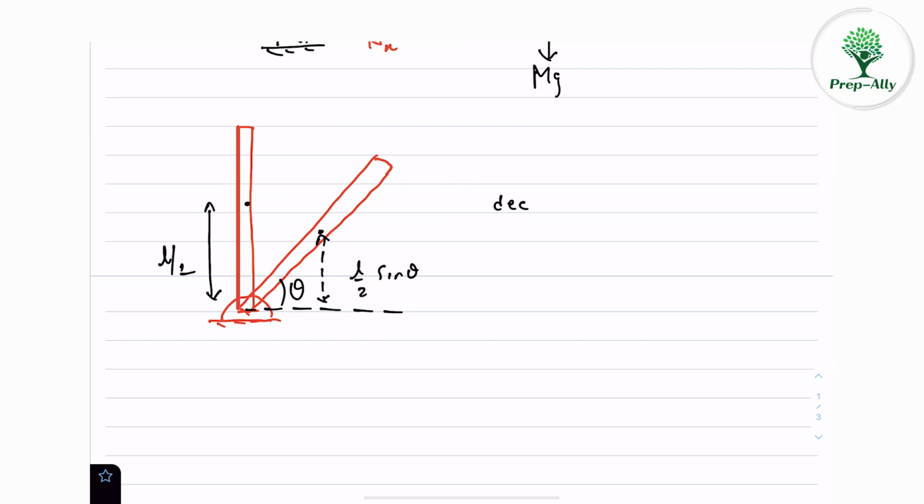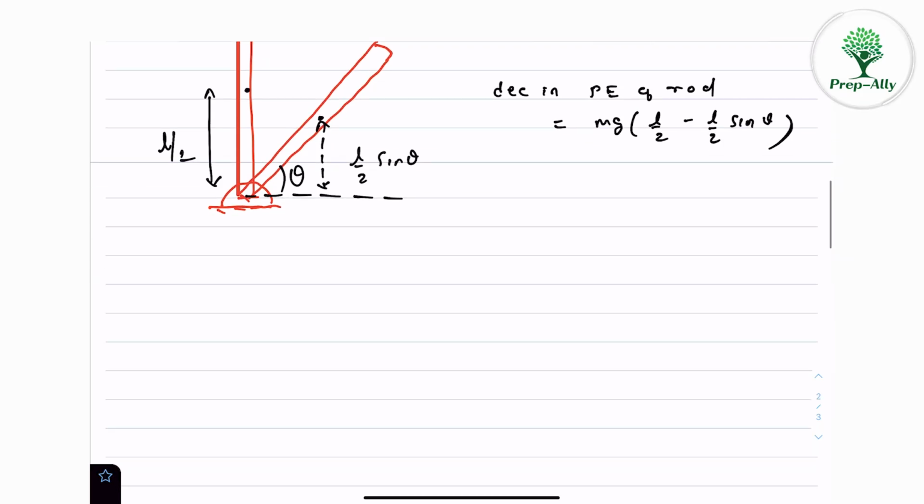So what is the decrease in potential energy of the rod? That is equal to mg(L/2 − (L/2) sin theta). For the purpose of calculating the decrease in potential energy, we consider the decrease in height of the center of mass. So the decrease in potential energy of the system is equal to the increase in kinetic energy of the system. The system consists of the rod and the block.